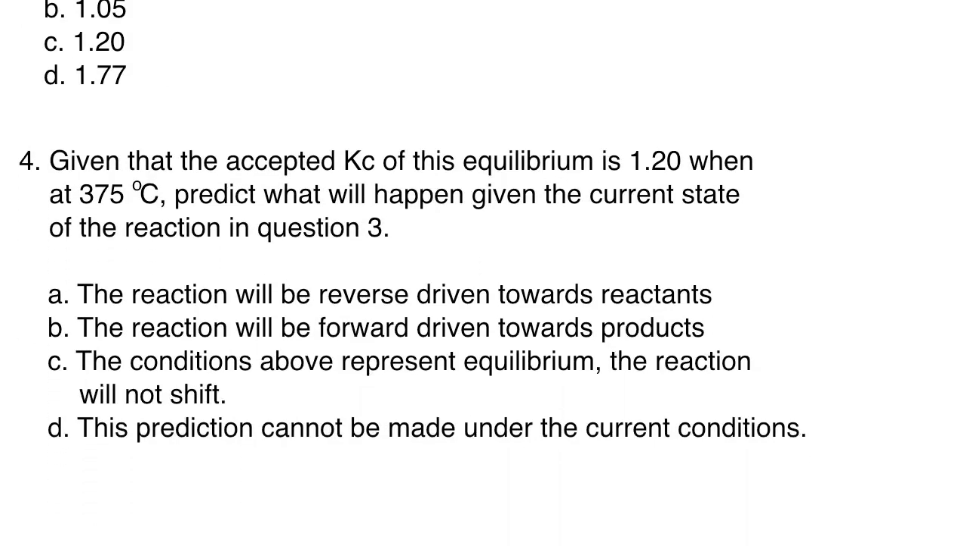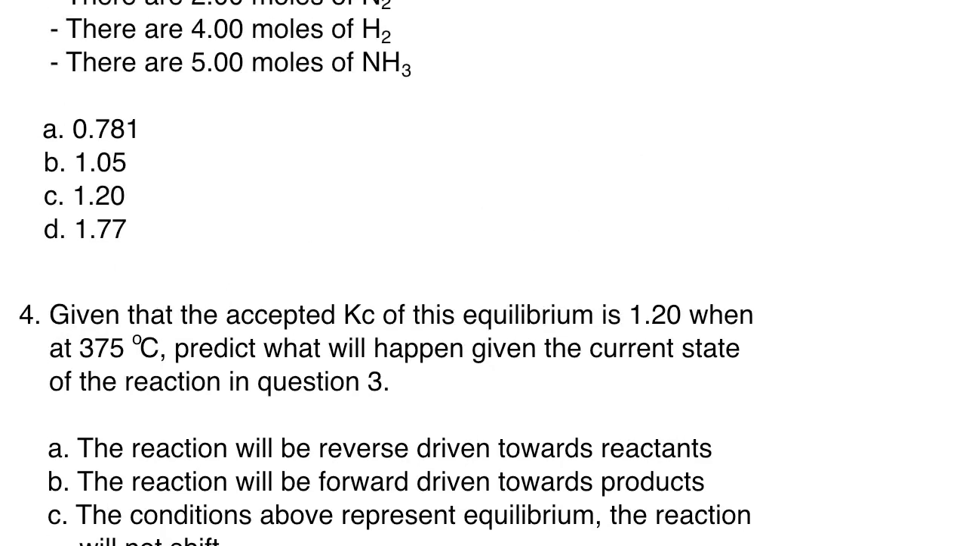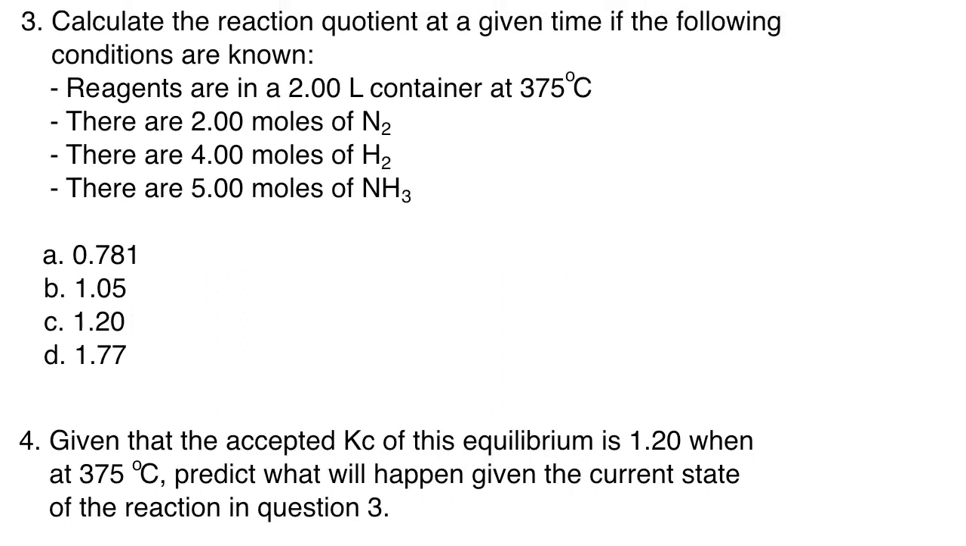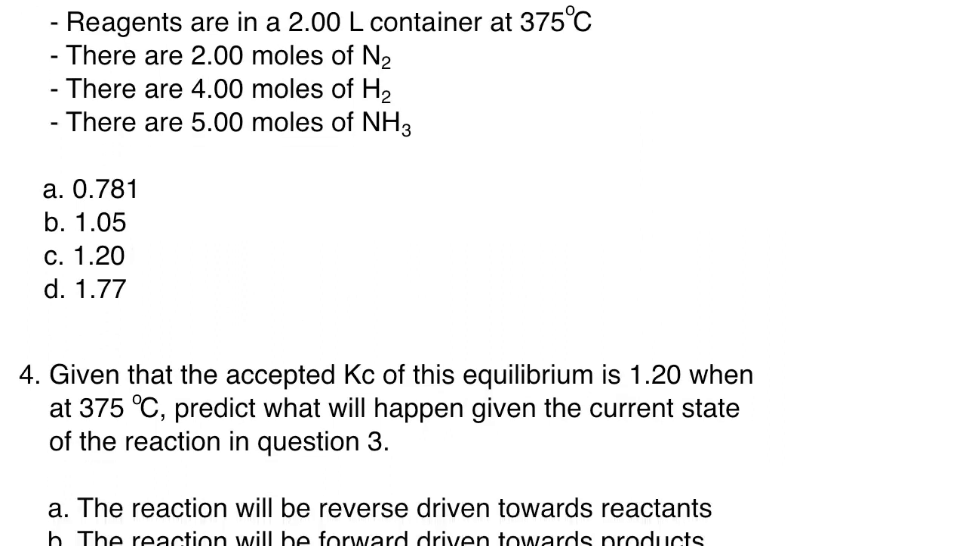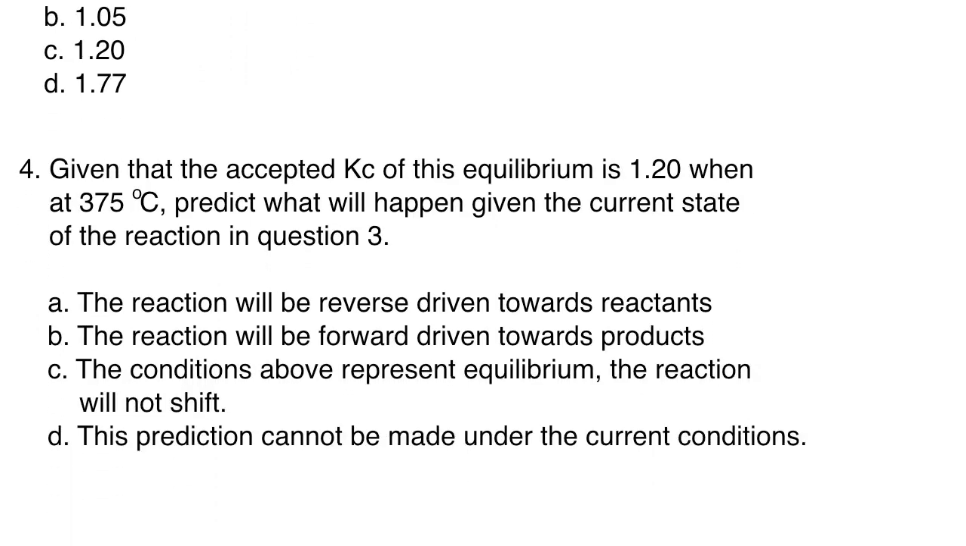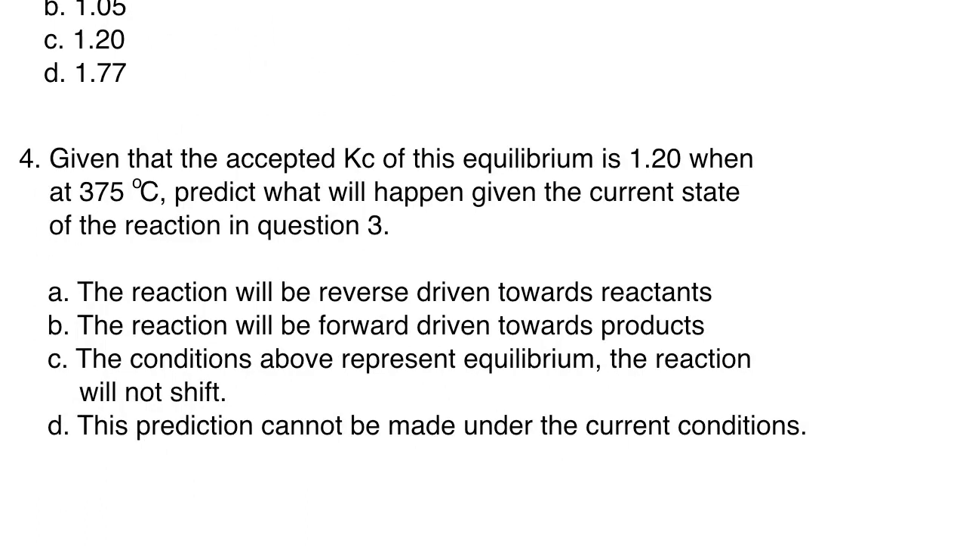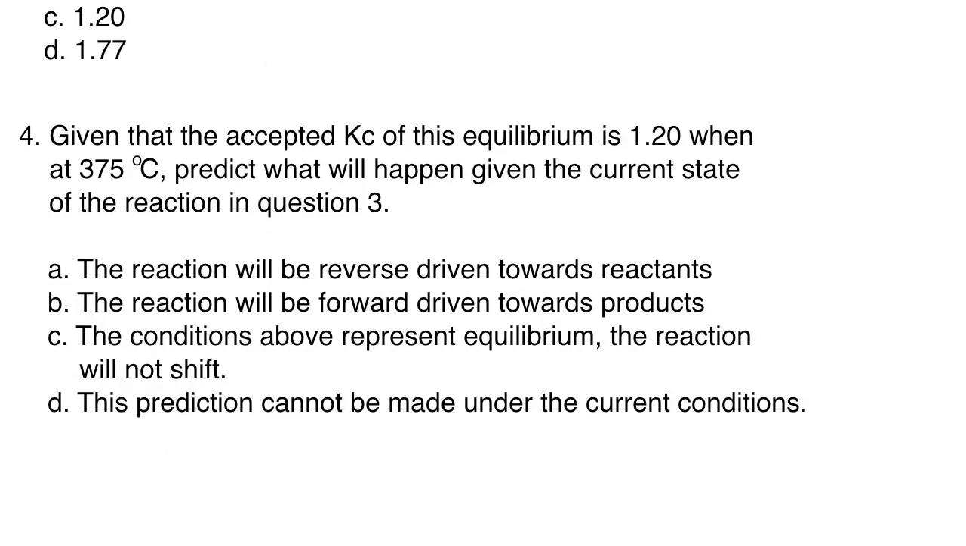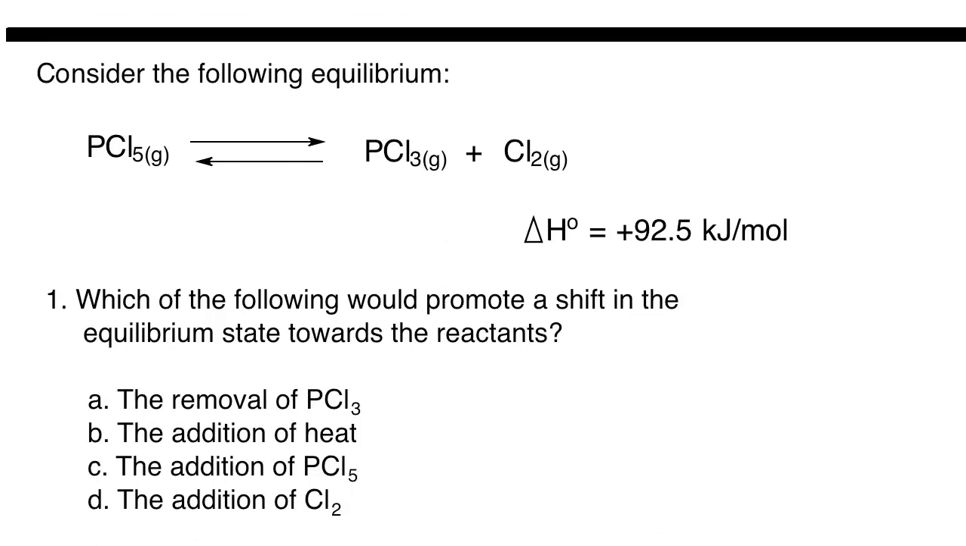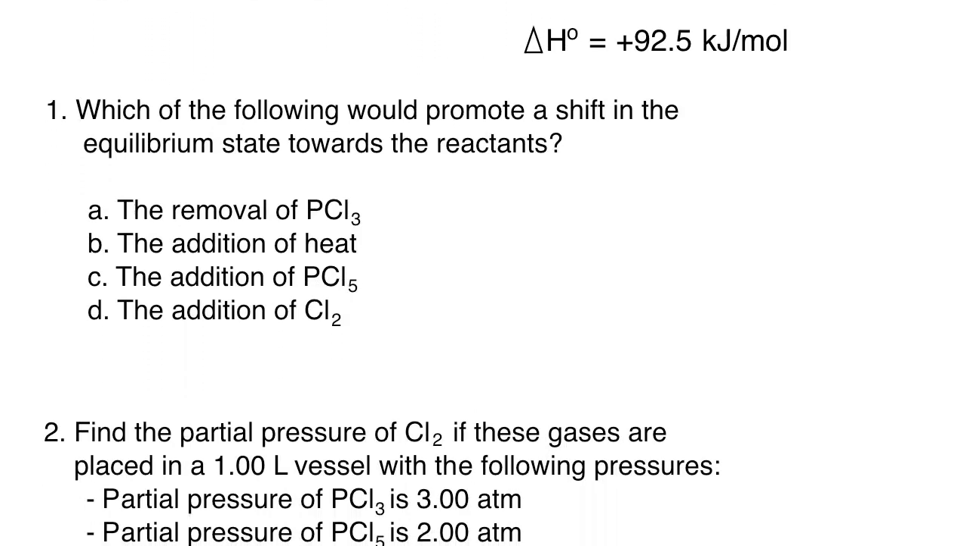And then here's part 4. Given that the accepted Kc of this equilibrium is 1.2 when the reaction vessel is at 375 degrees Celsius, which is what it was in the problem above, predict what will happen given the current state of the reaction in question 3. So this is saying, look, here's all the information in part 3. You are evaluating where the equilibrium is going to lie relative to the actual equilibrium constant. So up in part 3, you're calculating the Qc, and then what you're doing here is you're attempting to compare the Qc to the Kc in this part. So that's what we're going to shoot for, and I will go ahead and scroll through this one more time so that you can pause and take notes if you need to, and then we will go ahead and practice it afterwards.